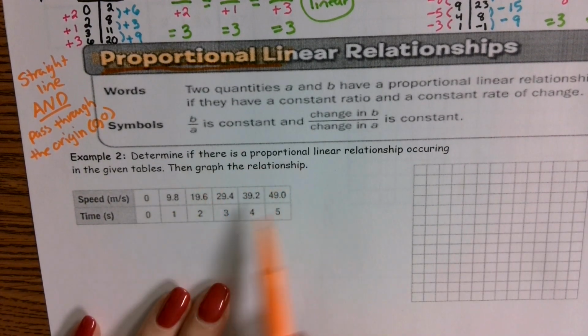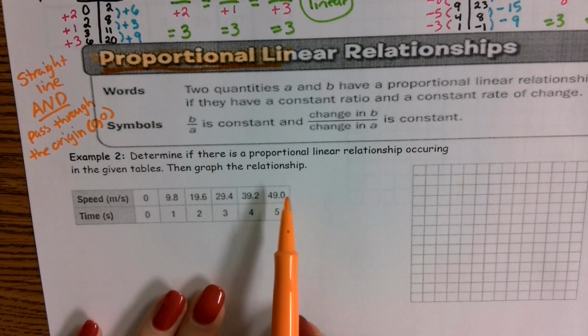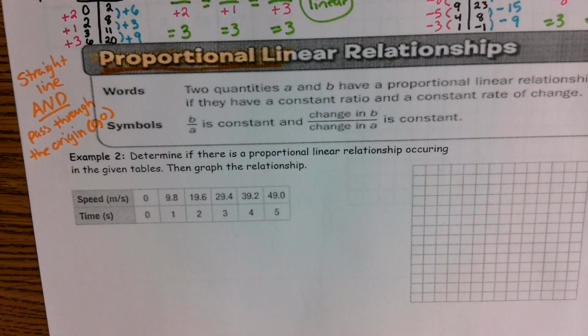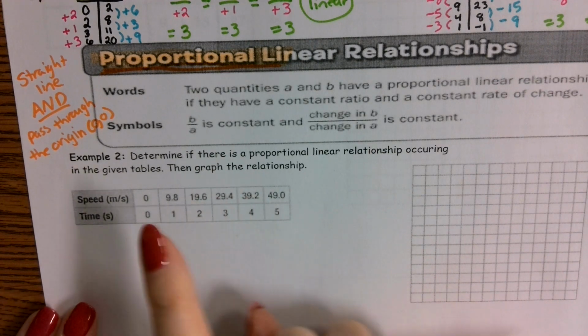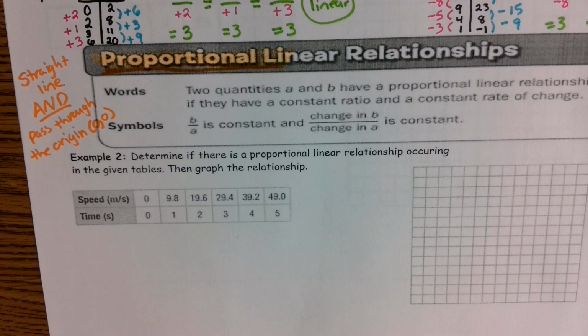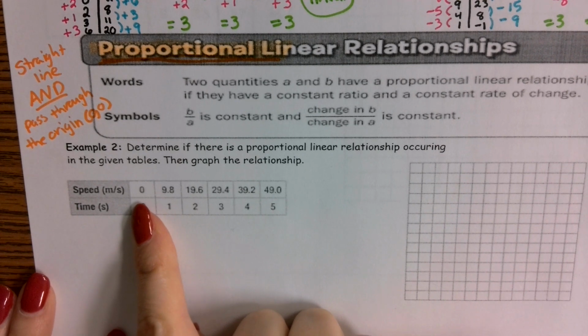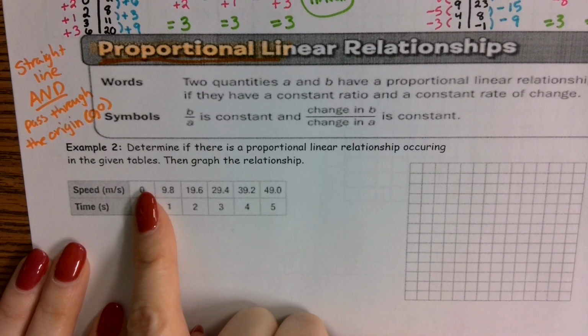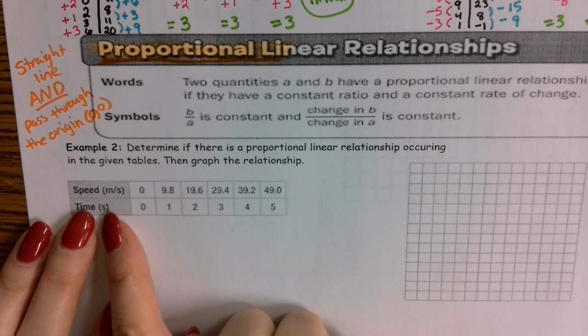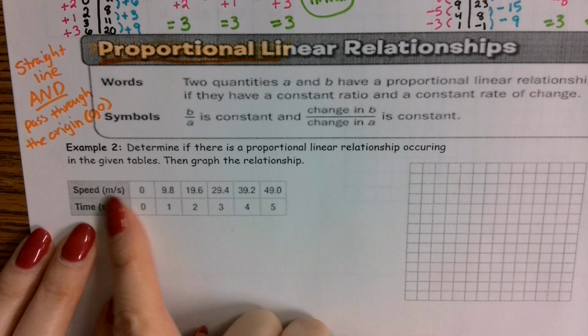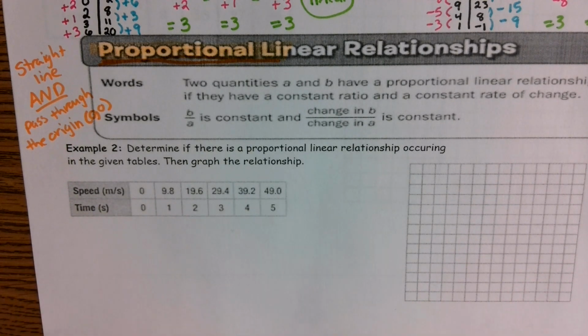So for here, we want to determine if this is a proportional relationship based off of the table. And then we also want to graph it. So we want to showcase what it looks like as a graph. So as a graph, it should be a straight line, and it should be passing through the point 0, 0. So when we're taking a look here, we're talking about the speed over time. Speed that's occurring over time.